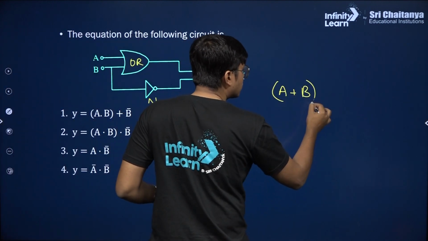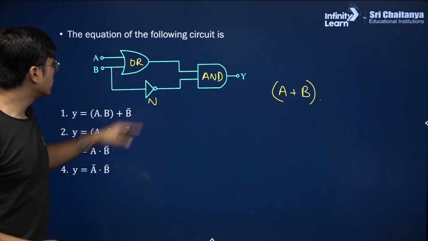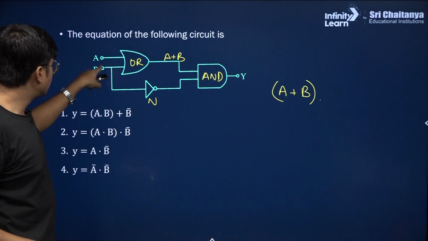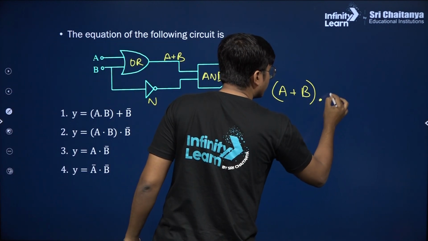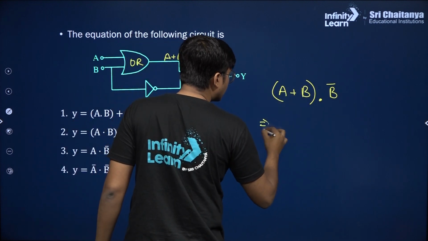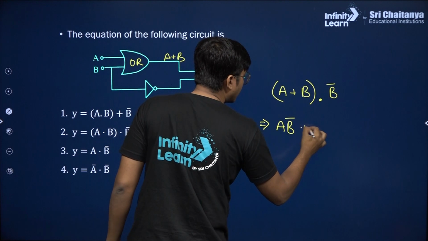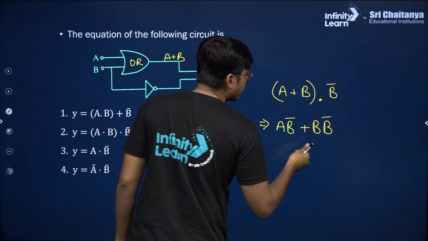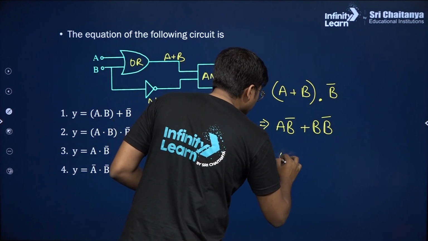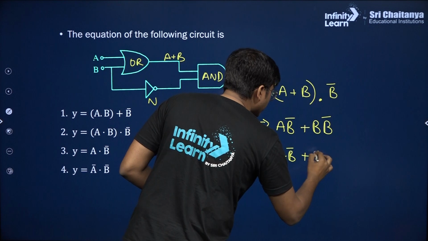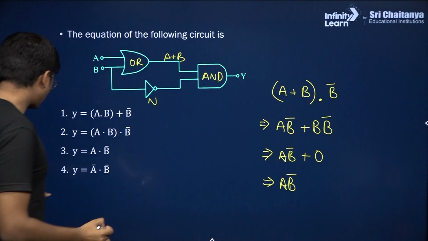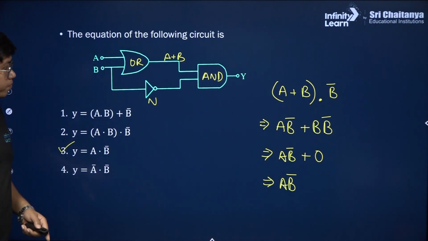So AND gate means it's a dot here, and this is coming in as A plus B. This is going into this with B not. So dot of B bar, right? So I open this up. If I open this up, I get AB bar plus BB bar. BB bar is equal to 0. We know anything along with its complement is going to be 0. So that is AB bar plus 0. AB bar plus 0 is just AB bar. So our correct option here is option 3.